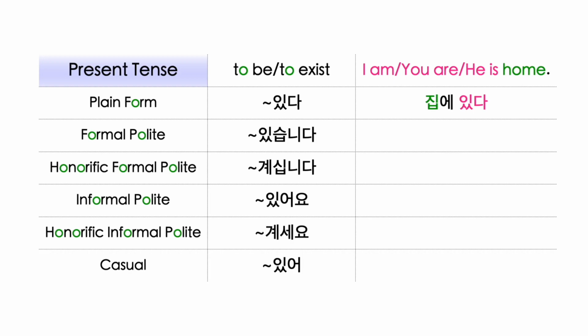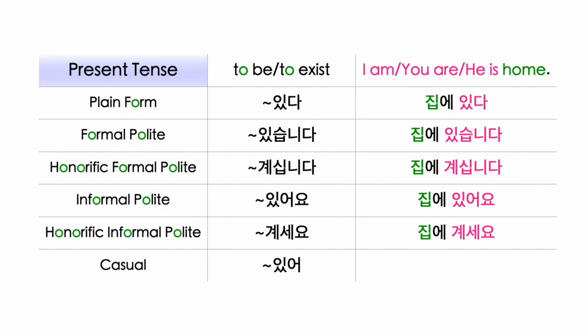Let's try another example where the subject is not clear. In a plain form, 집에 있다. In a formal polite form, 집에 있습니다. In the honorific formal polite way, 집에 계십니다. Informal polite way, 집에 있어요. And in the honorific informal polite way, 집에 계세요. And in casual way, 집에 있어.